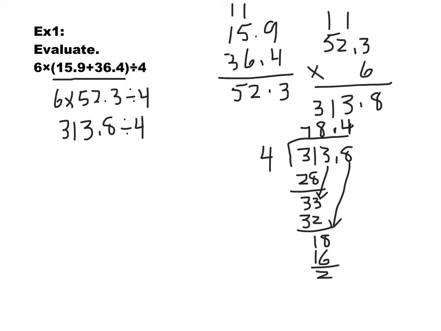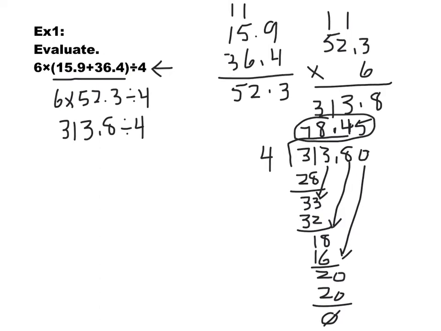The remainder is 2. Now, I don't have any digits to the right of 8, but remember from previous lessons, I can add as many zeros as I want after the decimal point. So I will add a 0 and I bring it down, so it becomes 20. 20 divided by 4 gives me 5. 5 times 4 is 20, and the remainder is 0. So this means this expression here is going to be simplified to 78.45, and that's the final answer.